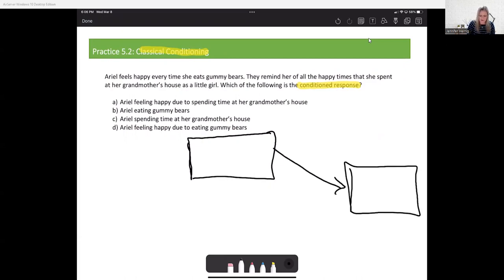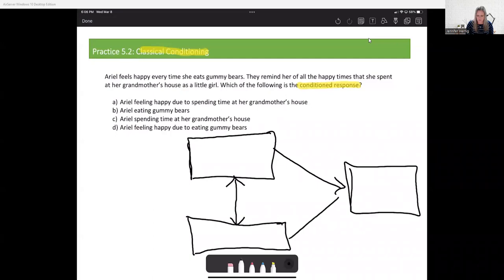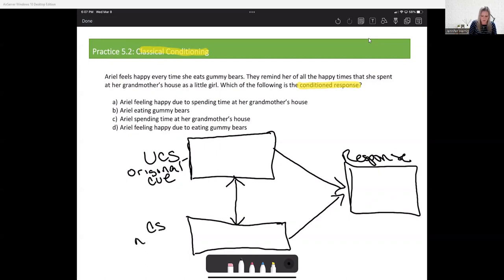So we had our two stimuli that are connected and both lead to our response. So this is our response on the right. And then remember we had our unconditioned stimulus or the original cue over here in the top box. And our bottom box was our conditioned stimulus or our new cue. And then remember, we can label the response based on which cue it was associated with.